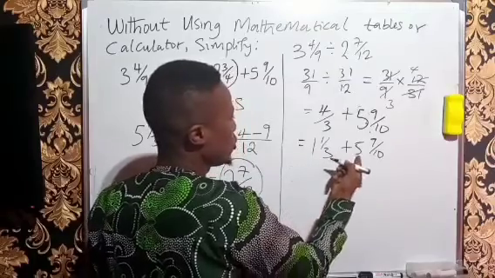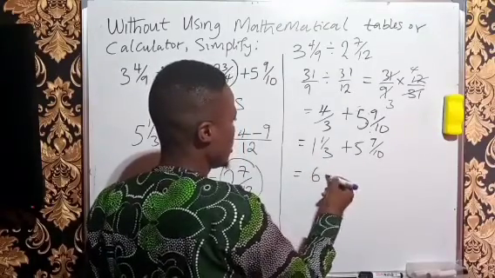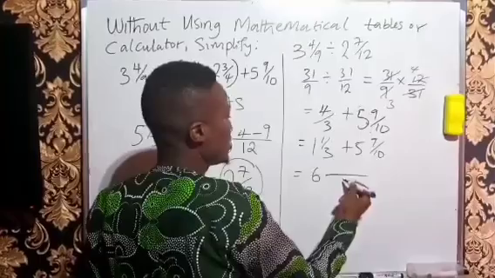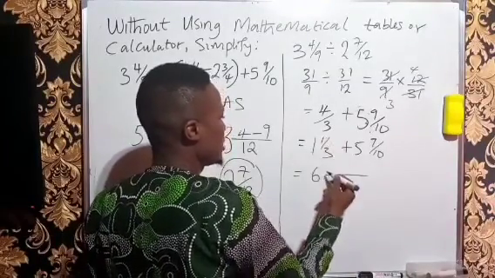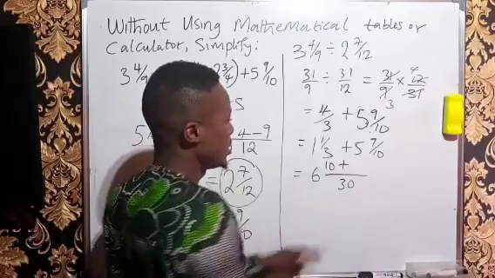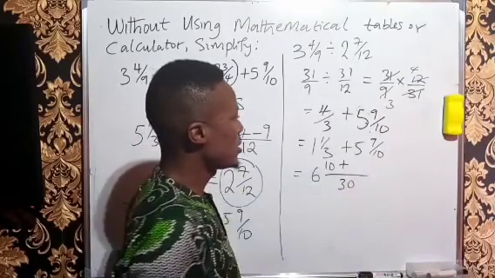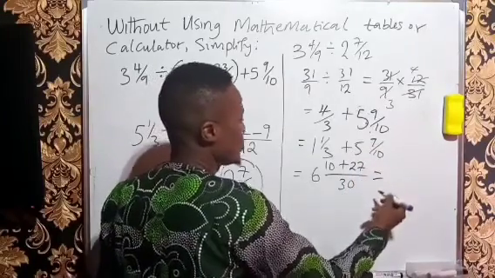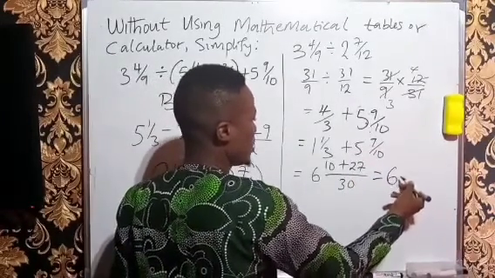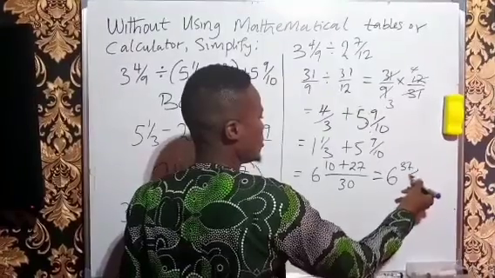So whole number plus whole number will give me 6 whole number. The LCM of 3 and 10 should be 30. 30 divided by 3 is 10, 10 times 1 is 10, plus 30 divided by 10 is 3, 3 times 9 is 27. Altogether, we shall have 6 whole number, 37 over 30.